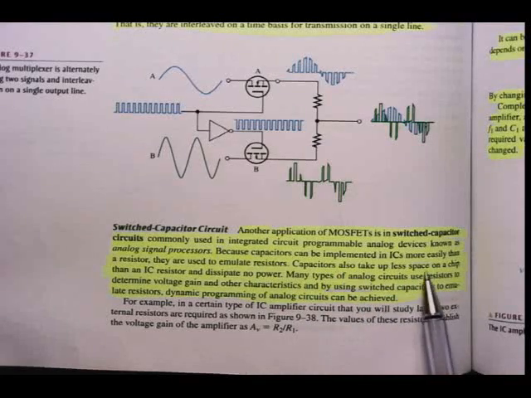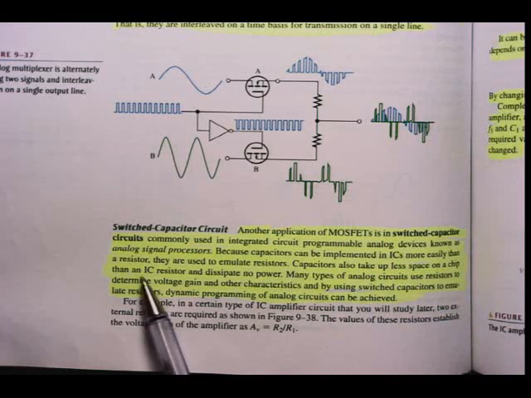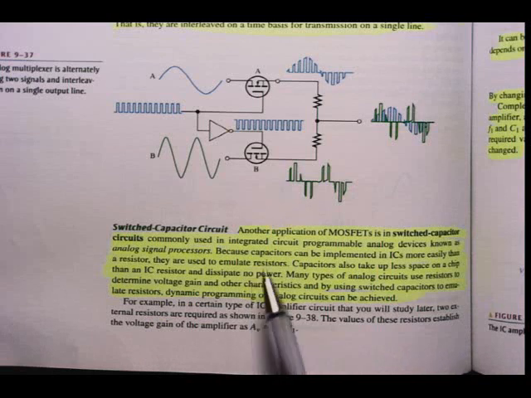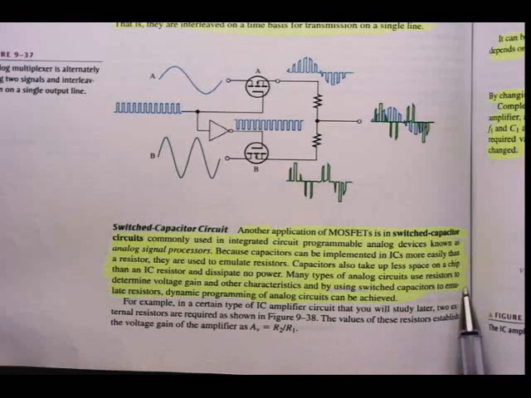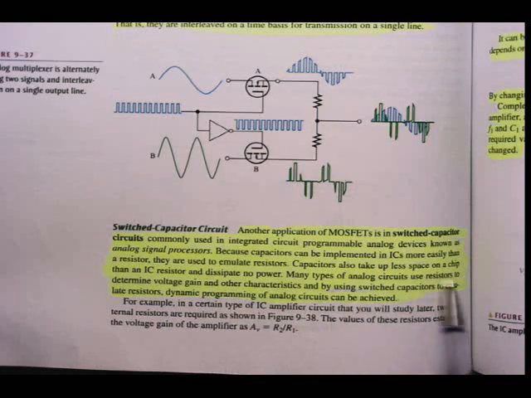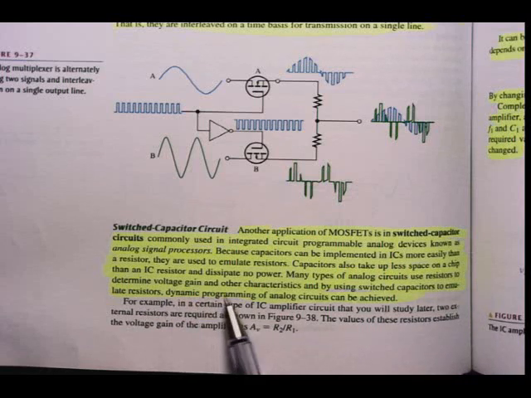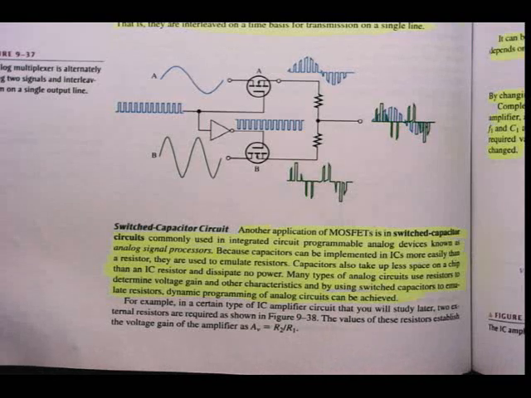Capacitors also take up less space. You must please underline this, it's important. Capacitors also take up less space on a chip than an IC resistor and dissipate no power. Many types of analog circuits use resistors to determine voltage gain and other characteristics, and by using switched capacitors to emulate resistors, dynamic programming of analog circuits can be achieved.